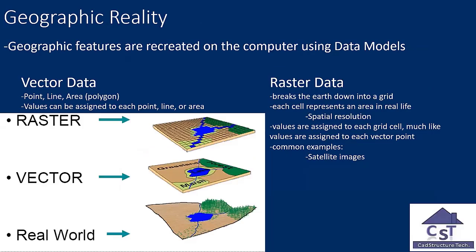Okay, now geographic reality. Geographic features are recreated on a computer using a data model. Now GIS data is divided into two. We have the vector data and then we have the raster data. The real world data is also there, but the major GIS data are the raster and the vector.